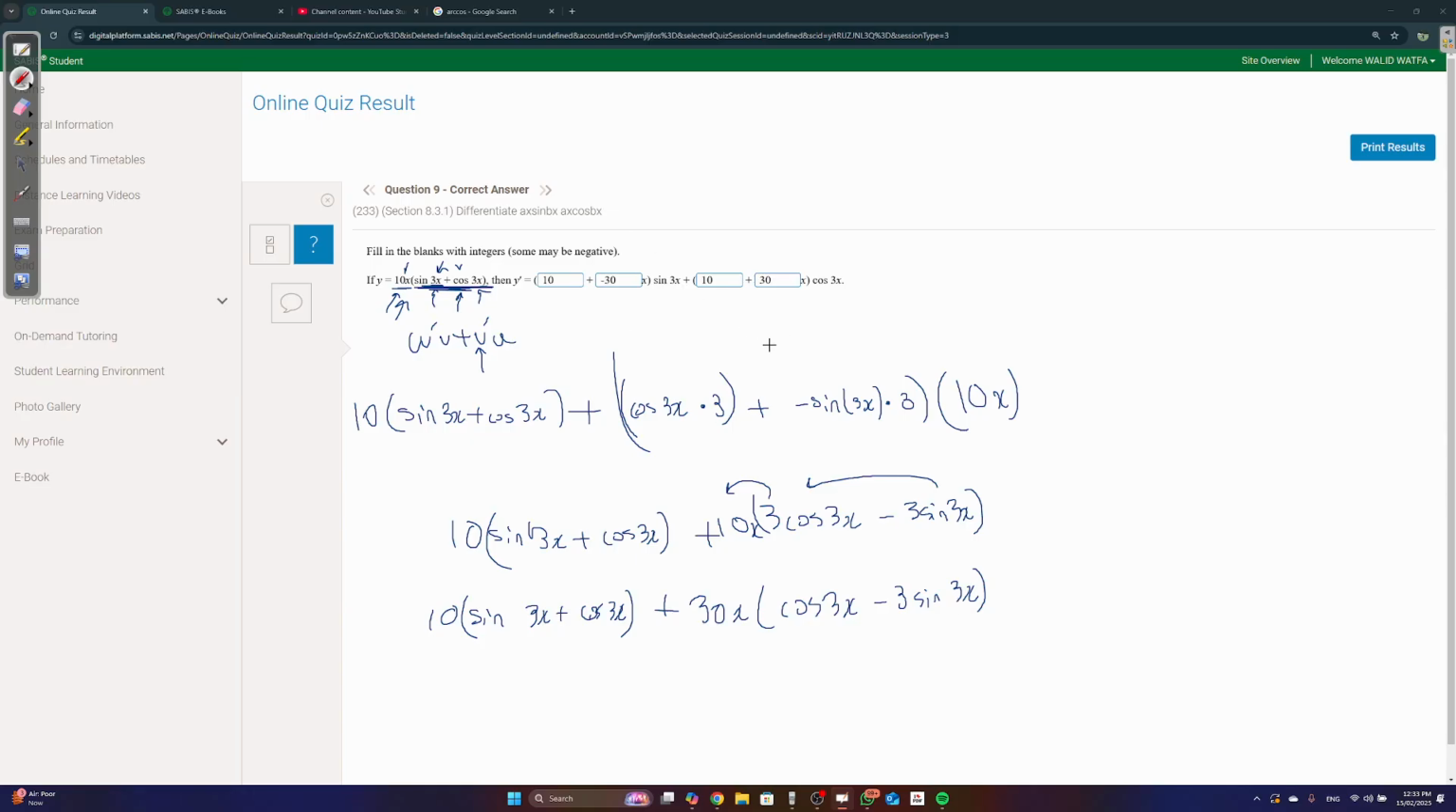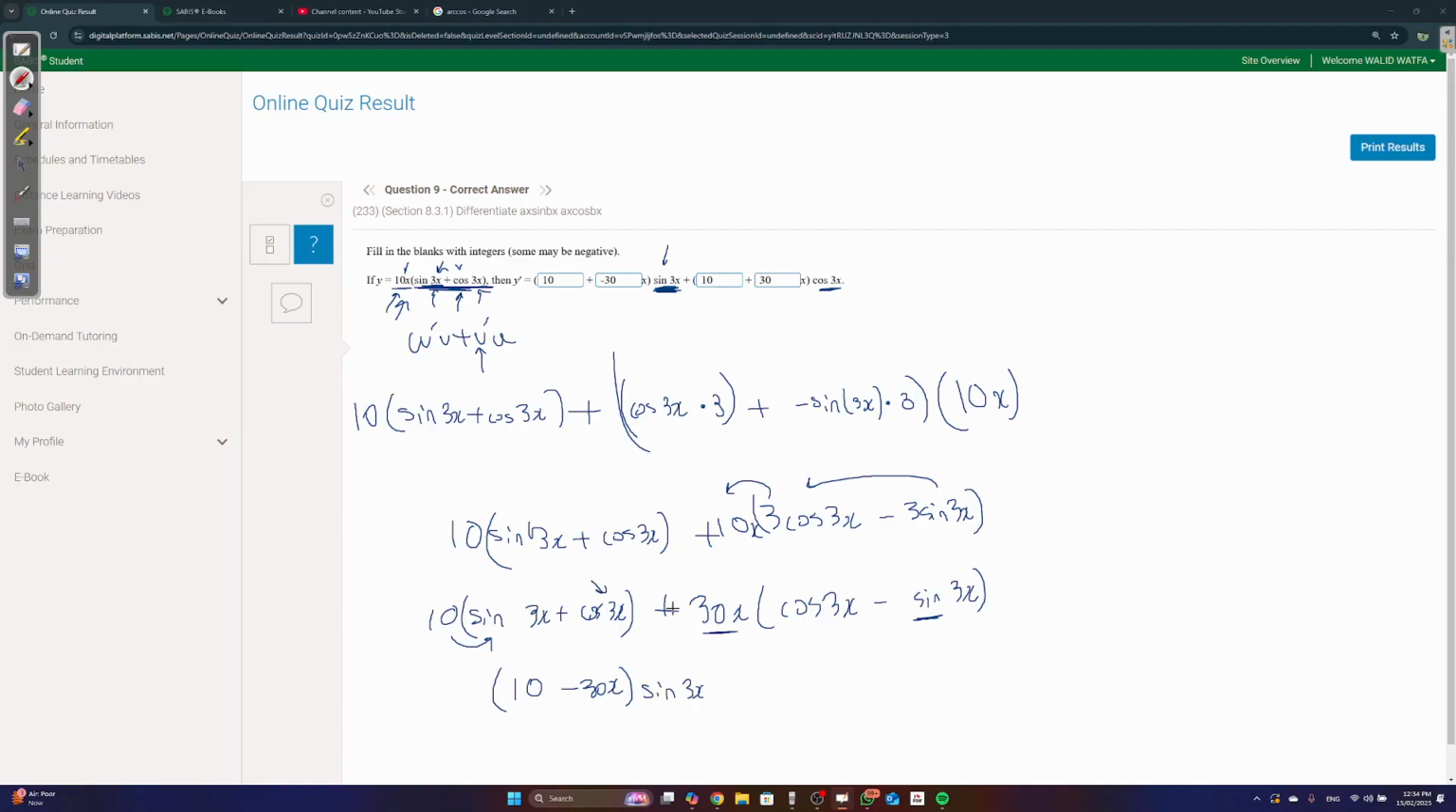Let's see, what else can you do? Whoa, wait. This is my fault. This is minus 3, I took it out. I don't know why I kept it in. Okay, what they did here, I'm trying to understand what's going on. They collected the coefficients of sine and cosine and put them together. What's the coefficient of sine here? The coefficient of sine here is 10, and the coefficient of sine here is negative 30x, right? So they collected them and put them together for sine 3x.